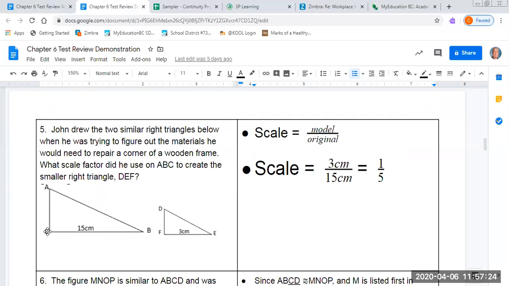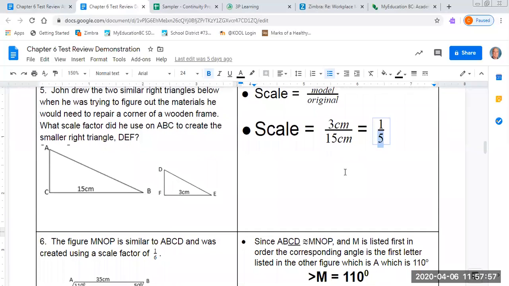What we see here is that side length CB and side length FE correspond with each other. And what we also hopefully remember is that the scale is equal to the model over the original. So if this is the model over here, we need to look at the length of that model, which is 3 centimeters, and put that over the original length, which was 15 centimeters. And when we look at 3 over 15, we can simplify that as 1/5, which would be the correct answer to state here for our scale.